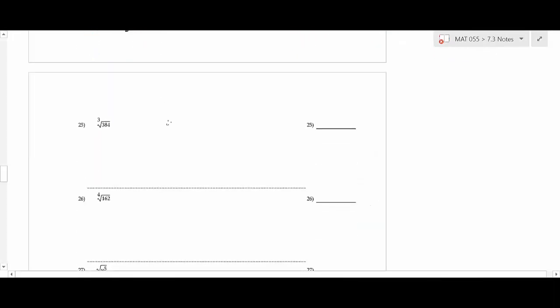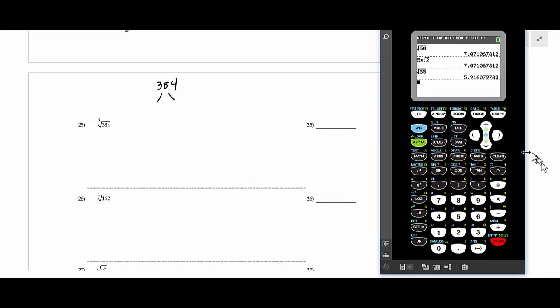Okay, let's move to the next one here. Now we're going to do a cube root. Now I'm going to do factor trees a lot, and then I'm going to show you the other way. Okay, let's do a factor tree on this one. Now the cube root of 384 is decimals. If you do it on your calculator, you'll get decimals.